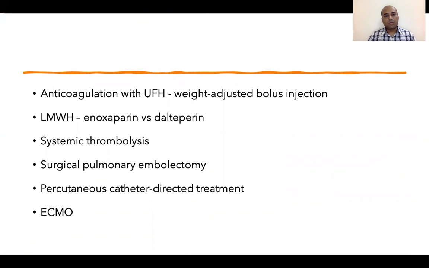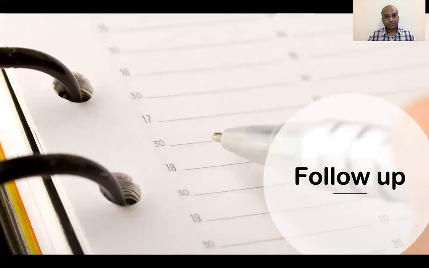So in our group, anticoagulation with unfractionated heparin after a weight-based bolus injection is probably the better option, because we can titrate it. If the risk of bleeding is high, you can target a lower APTT, maybe 1.5 to 2 times the normal value. And once the patient is stable and the bleeding risk is less, we can change it to LMWH. Systemic thrombolysis is not an option, but there may be scope for surgical pulmonary embolectomy or percutaneous catheter-directed treatment. And if things don't work, and for supportive care, we may need to escalate to ECMO.